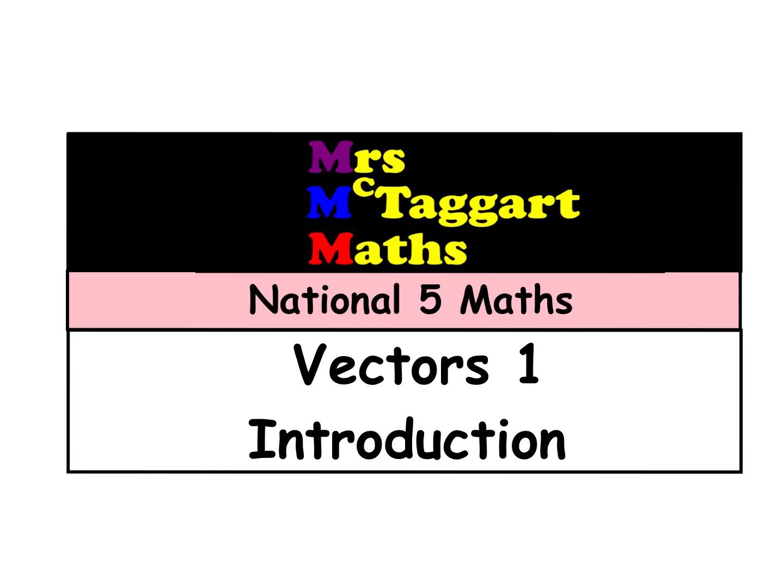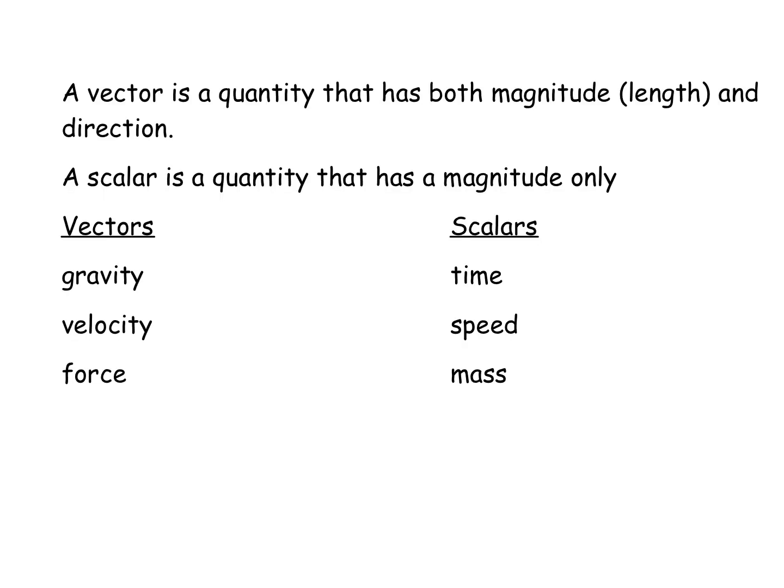In this video we are going to look at the introduction to vectors. This is a series of 6 videos, so make sure if you're watching them you do them in the correct order. So let's introduce you to what a vector is. A vector is a quantity that has both a magnitude, which is a fancy word for length, and a direction. And similar to a vector, we have a scalar, which is a quantity that has a magnitude or length only.